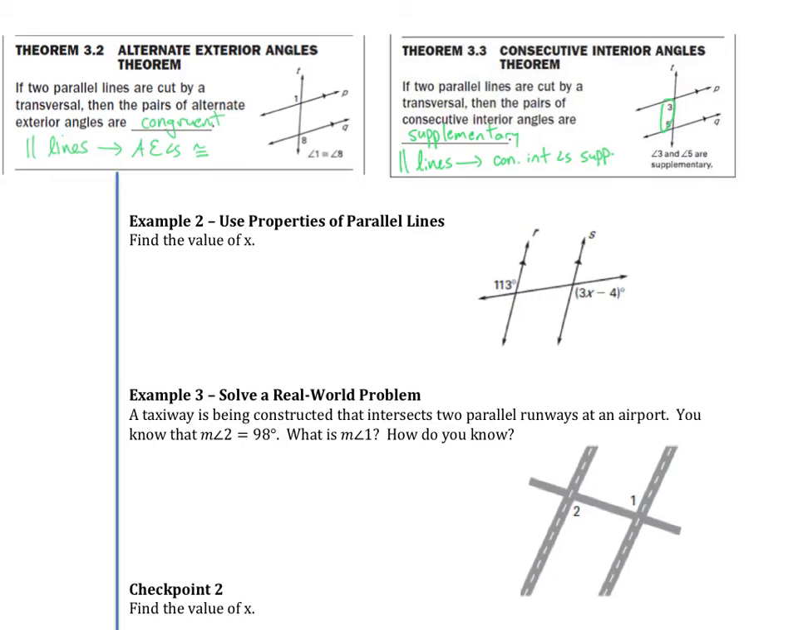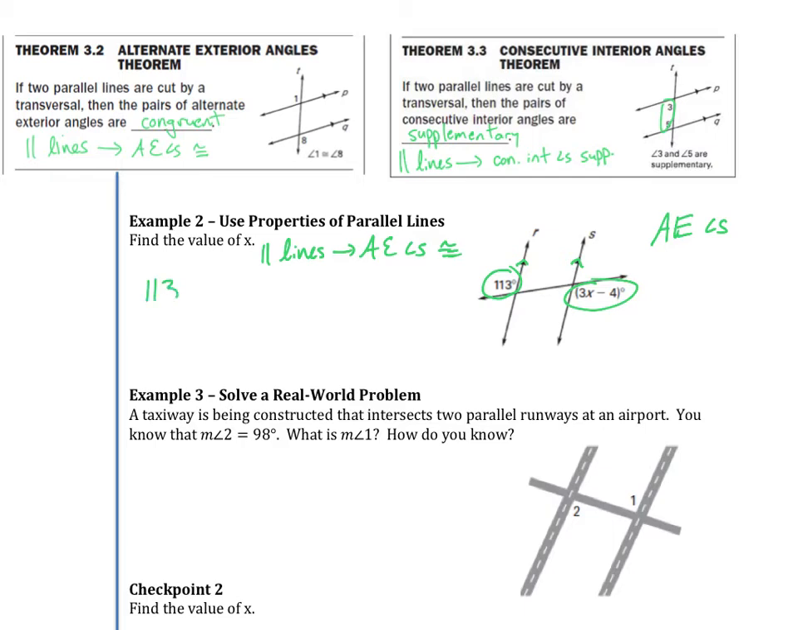It says find the value of x. Use the properties of parallel lines. So we see that these lines are parallel. Let's identify what type of angles these are. You would see that these are alternate exterior angles. So we know that parallel lines imply alternate exterior angles are congruent. So we can conclude that those angles are congruent to each other.